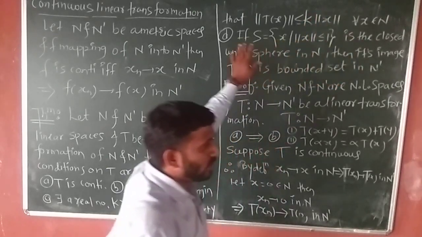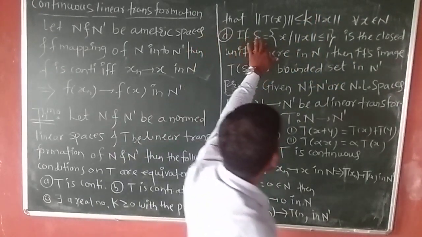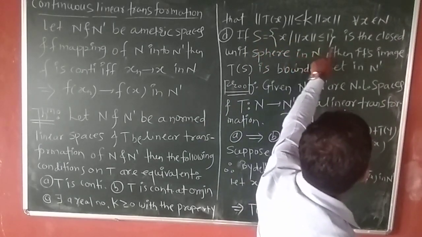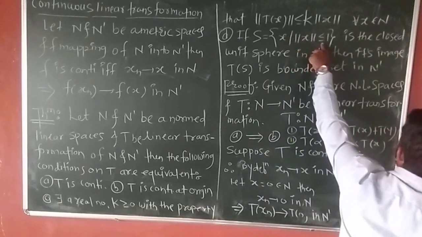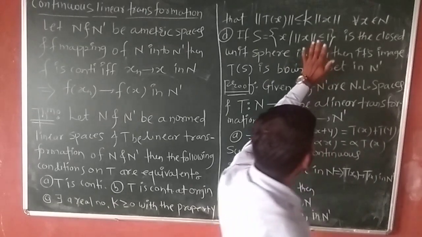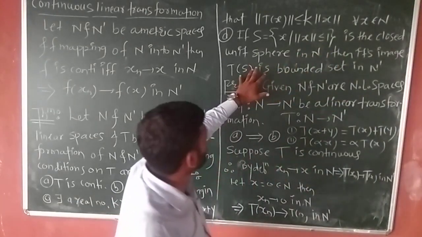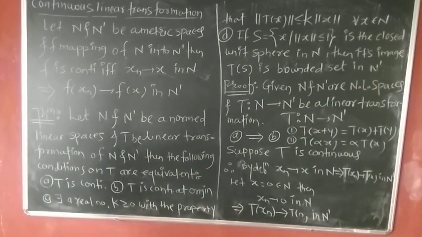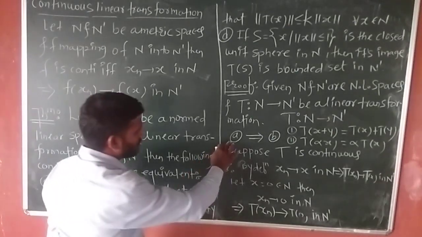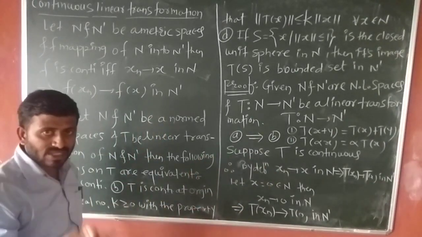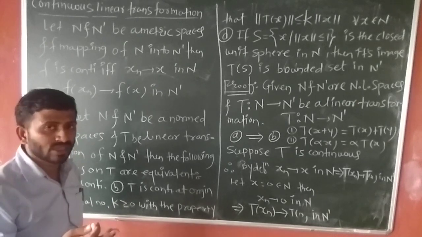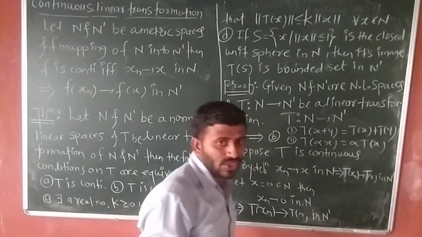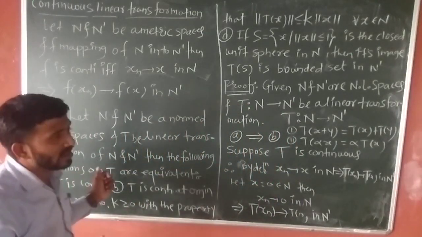The fourth property is, if S equals the set of x such that norm of x is less than or equal to 1, the closed unit sphere in N, then its image T of S is a bounded set in N dash. So we have to show A implies B, B implies A, B implies C, C implies B, C implies D, D implies C. So we have to show all statements are equivalent.